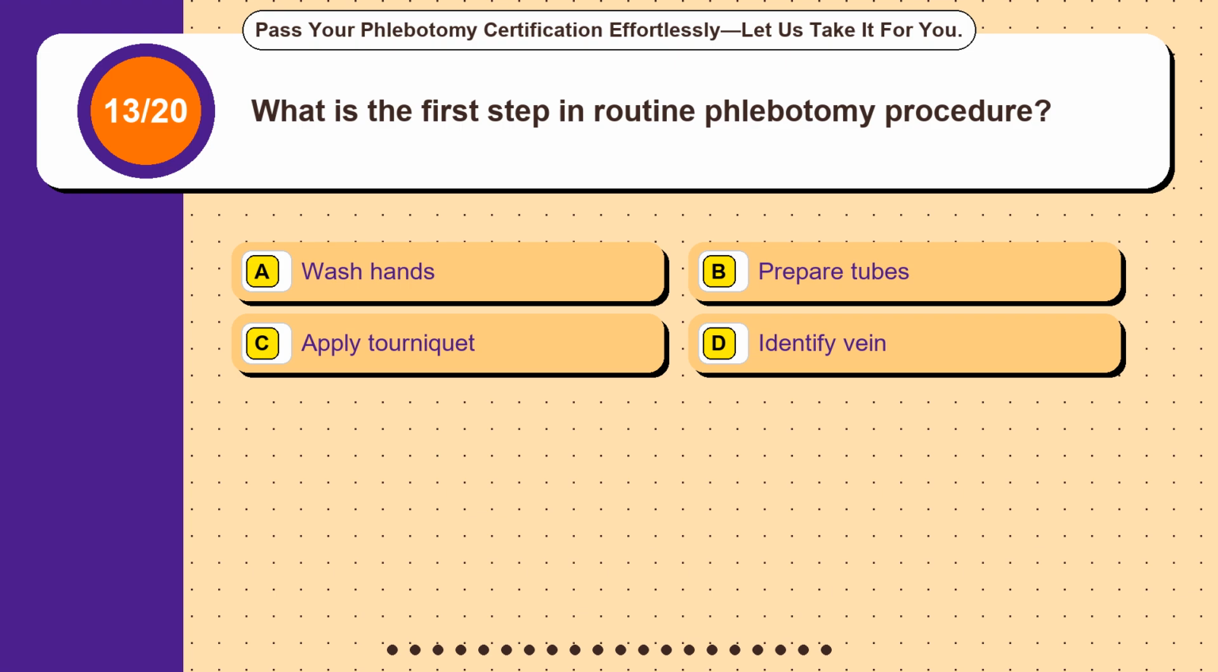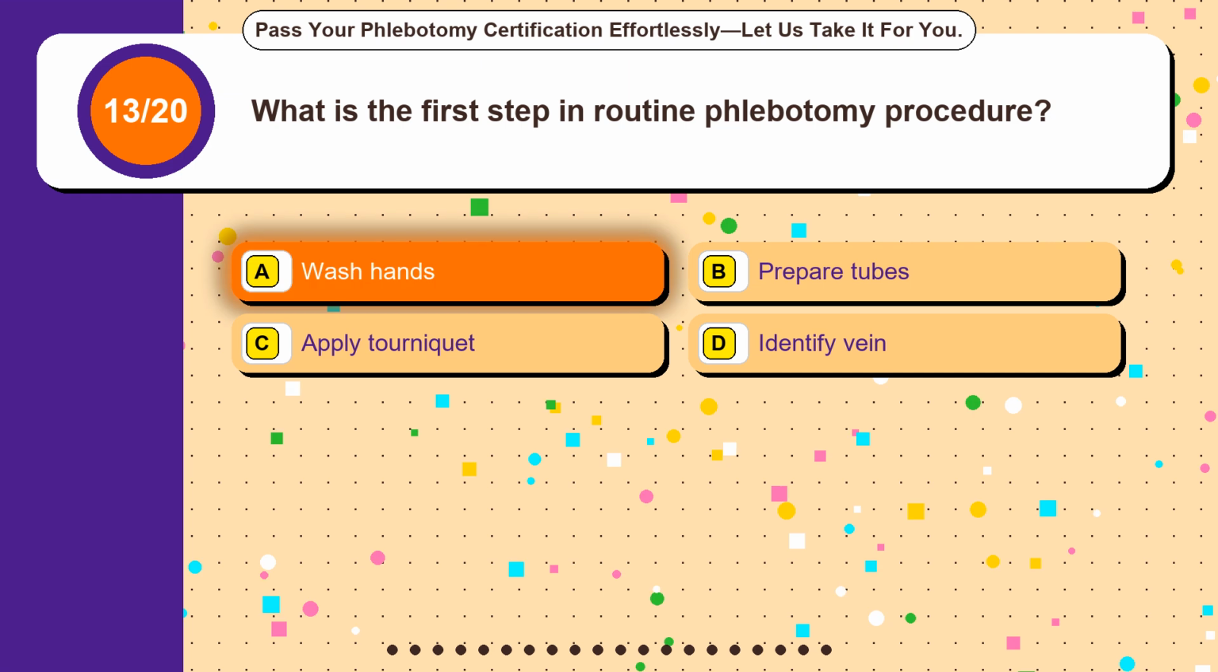Question 13. What is the first step in routine phlebotomy procedure? Option A, wash hands. Option B, prepare tubes. Option C, apply tourniquet. Option D, identify vein. The correct answer is option A, wash hands.